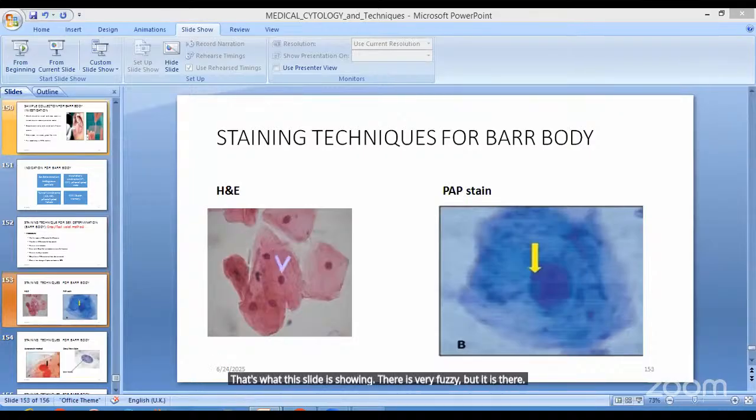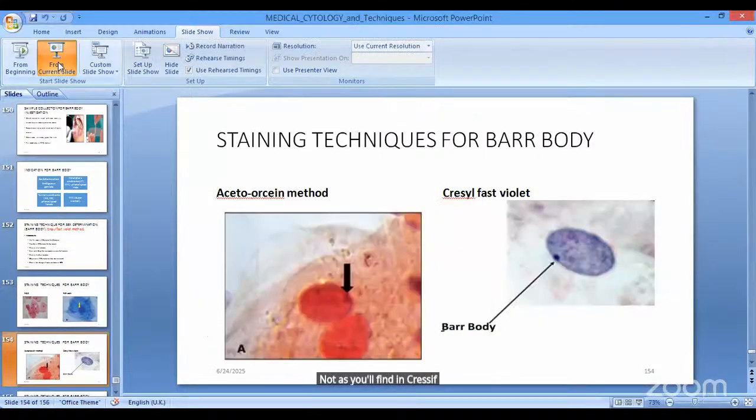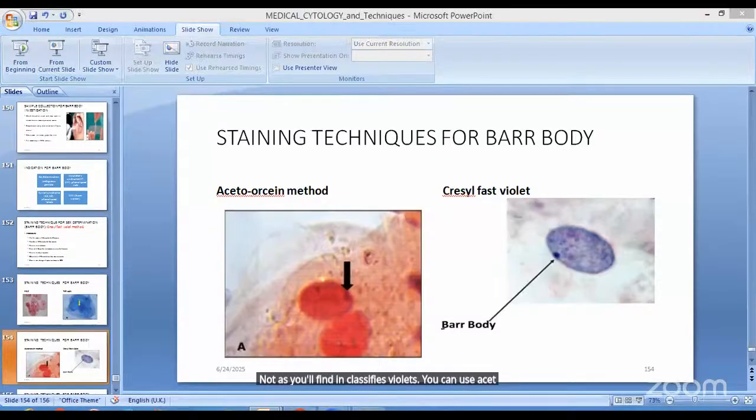You can use Pap stain; it's very, very fuzzy there, not as you'll find in cresyl fast violet. You can use the aceto-orcein method. You can see that perinuclear dot there. And for cresyl fast violet, you can see how that purple pointed dot is. It shows the Barr body distinctly. That's one of its advantages, and that's why it is used routinely.